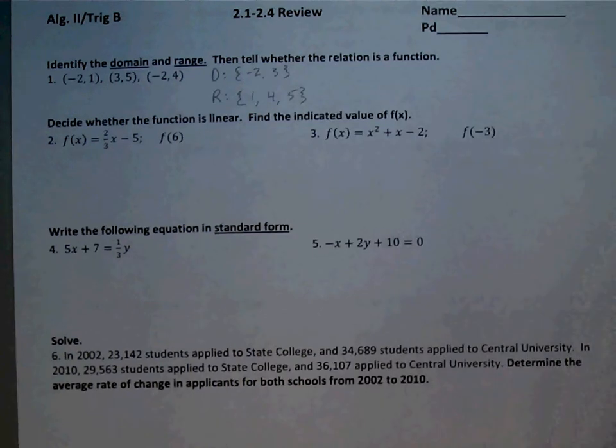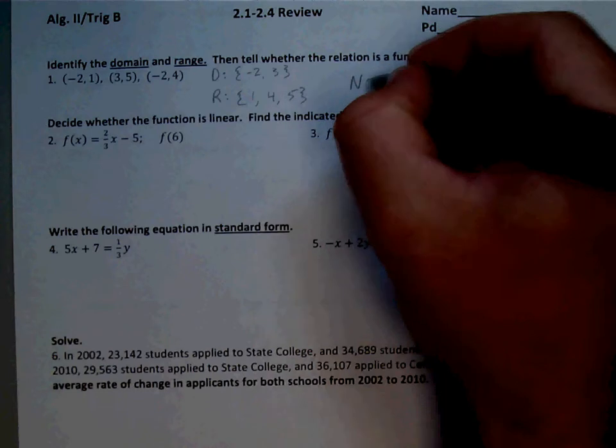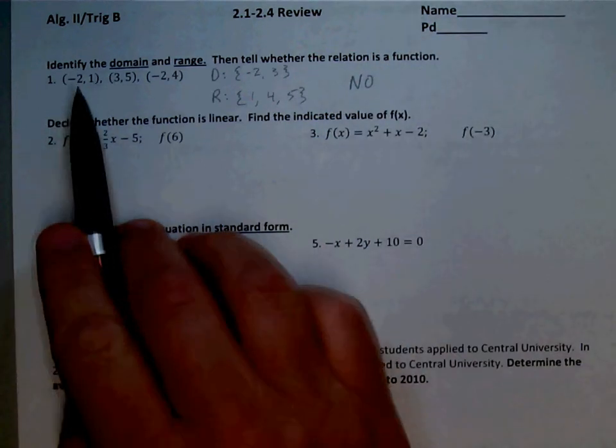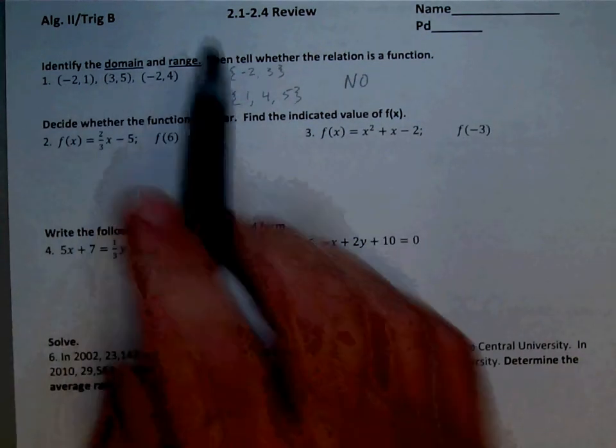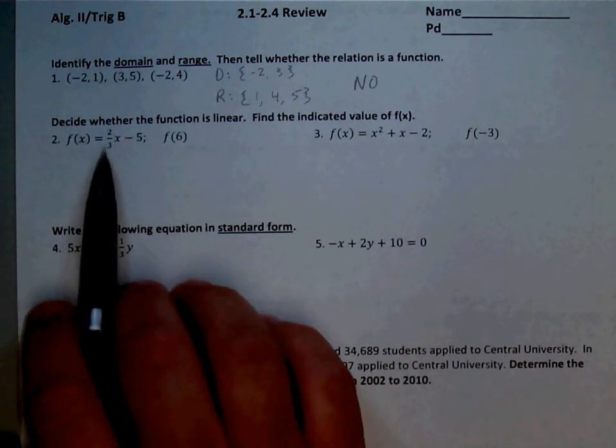Then they asked us to determine if it's a function. The answer to that is no. And it's not a function because -2 got mapped to 1 and to 4. There was duplication there.